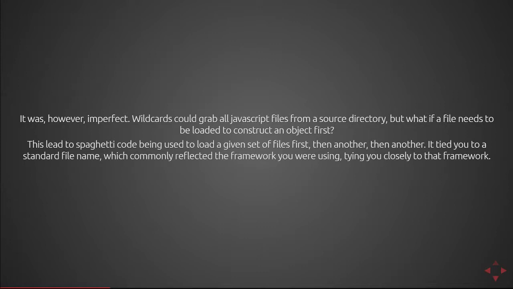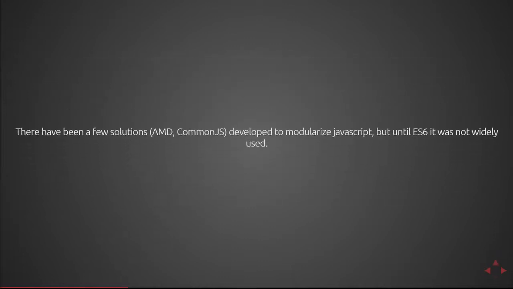This leads to spaghetti code, which occurs because a given set of files needs to be loaded first, then another, then another. It tied you to a standard file name in order to match those wildcards better, which commonly reflected the framework you were using, tying you closely to that framework. There have been a few solutions such as AMD and CommonJS developed to modularize JavaScript in the past, but until ES6 it was not widely used.